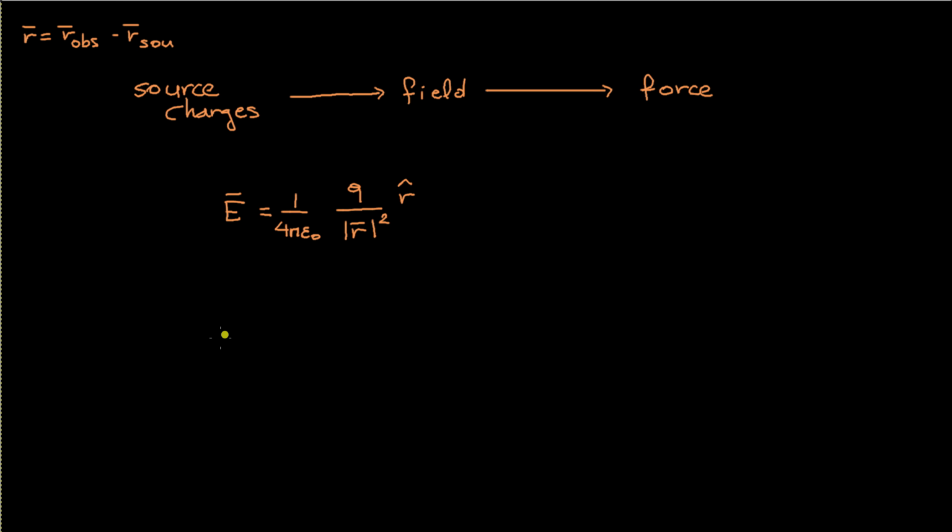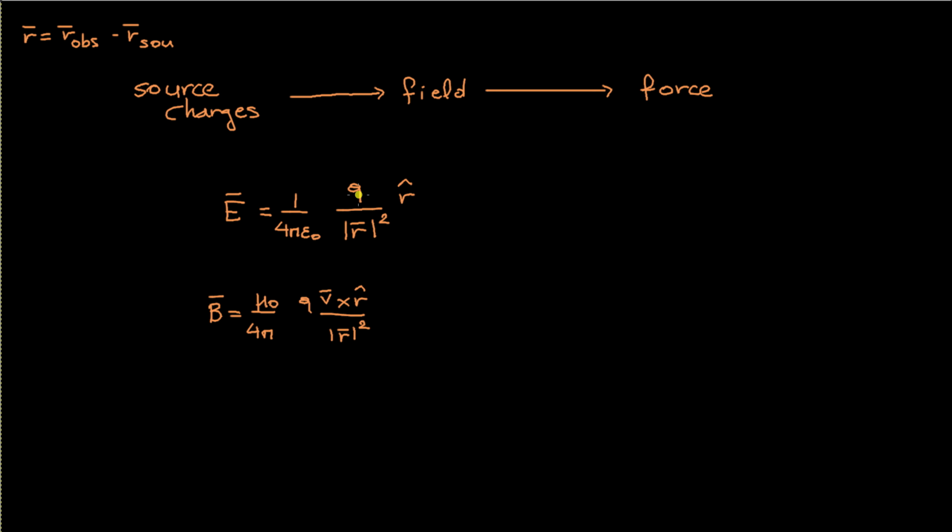Now for magnetism, for magnetic fields, we have the magnetic field is mu naught over 4 pi q v cross r hat divided by the magnitude squared. Now this is something important. This is the electric field, this is the magnetic field. Both of these are created by the source charges. Because it is the source charges, the ones that create the electric field and the magnetic field.